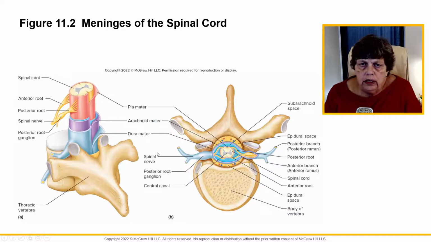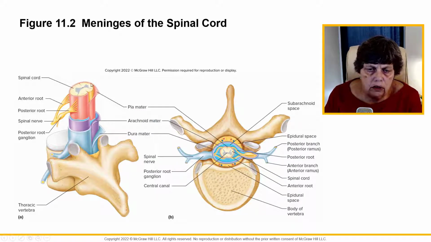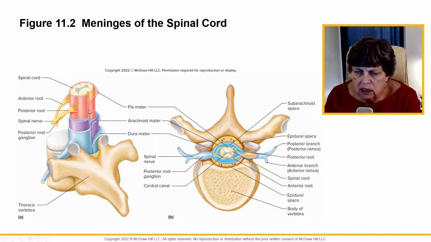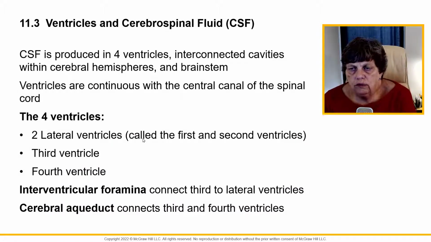Okay, so when we look at these meninges, this is a better look at it. You can see that pia mater directly touching that spinal cord, and then we have the arachnoid mater, and then we have the dura mater, and then we have spaces in between. Okay. All right, spinal fluid, it is produced in the 4 ventricles.